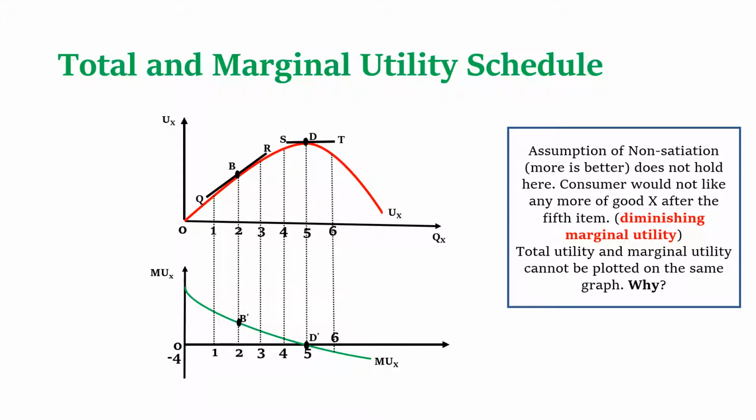Because the marginal utility is declining, moving to the negative axis, we say that the assumption of non-satiation, that more of a good is better than less of a good, does not hold in this particular case.